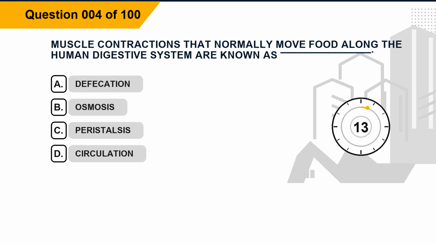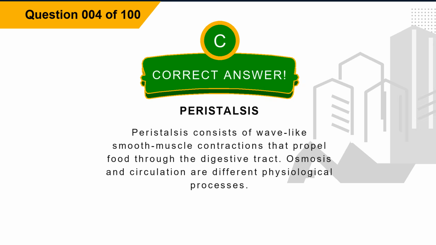Question 4. Muscle contractions that normally move food along the human digestive system are known as blank. Option A, defecation. Option B, osmosis. Option C, peristalsis. Option D, circulation. The correct answer is option C, peristalsis. Explanation. Peristalsis consists of wave-like smooth muscle contractions that propel food through the digestive tract. Osmosis and circulation are different physiological processes.